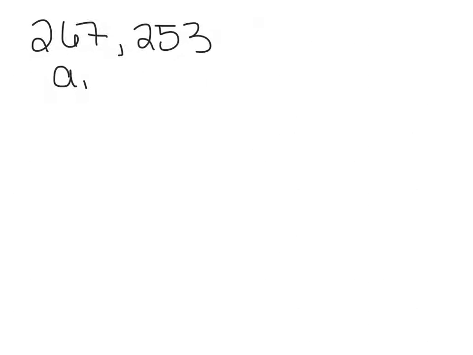Okay, so number 7 says that a farmer bales a field of hay, each trip around the field, and each trip around the field gets shorter. On the first trip around the field, there were 267 bales of hay. So 267 is my a1. On the second trip around the field, 253, so my a2. On the next trip around the field, there were 239, which is my third term.